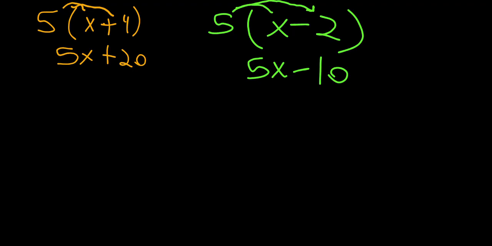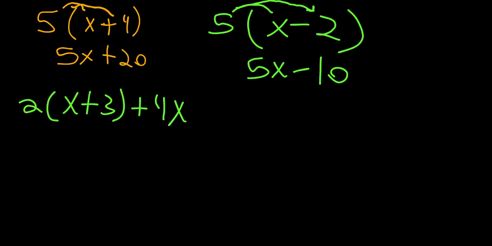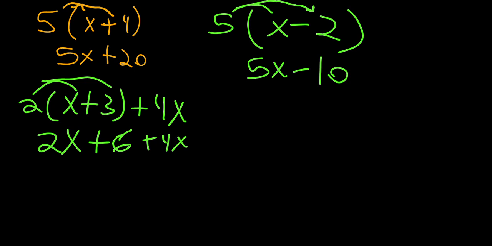So you keep the negative sign. All right, and sometimes we will have a situation like this: 2 times x plus 3, plus 4x. How do you think we approach this problem? Well, we're going to begin by distributing the 2 onto the x to get 2x, the 2 on the 3 to get 6, plus 4x, and then like the previous videos, we're going to combine like terms to get 6x plus 6.